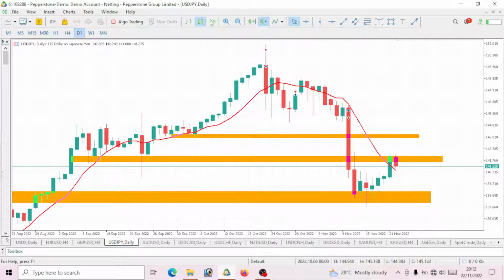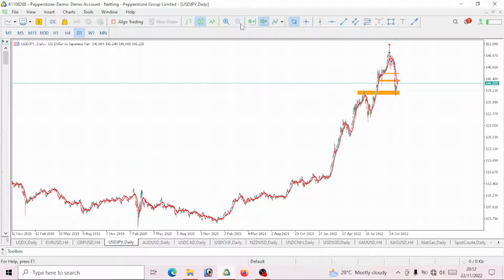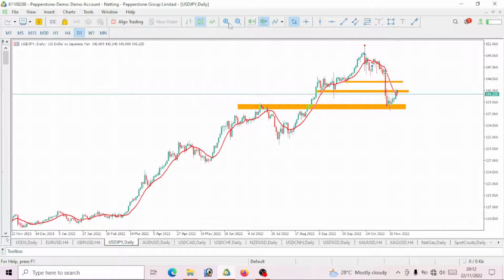So when you take a look at this USDJPY, full trend, right? We have to zoom it out. You clearly can see that this is a bearish move, right?